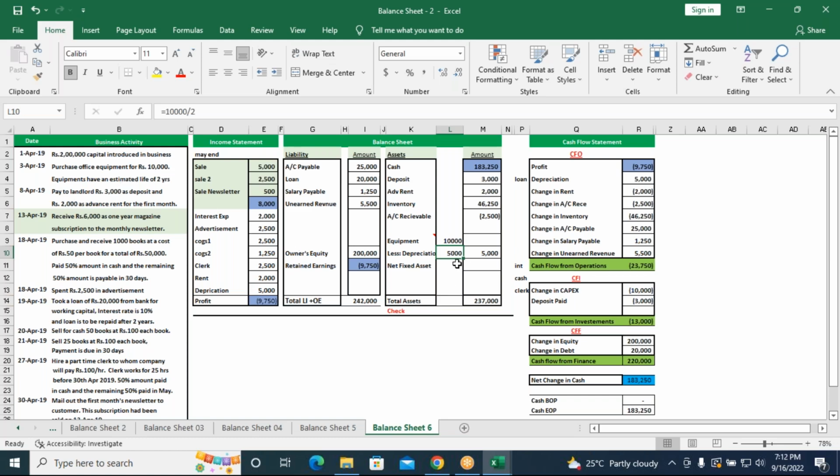It is 10,000 as depreciation. So that's it.